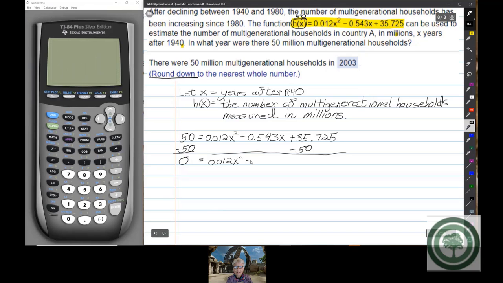0.012 x squared minus 0.543 x. Let's put that point better. All right. Now, I'm going to go over here to the calculator. Take 35.725 and subtract 50. Which will give me minus 14.275. With all those decimals, I'm definitely going to use the quadratic formula.